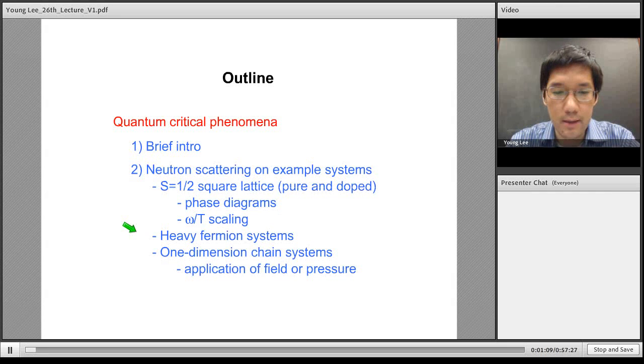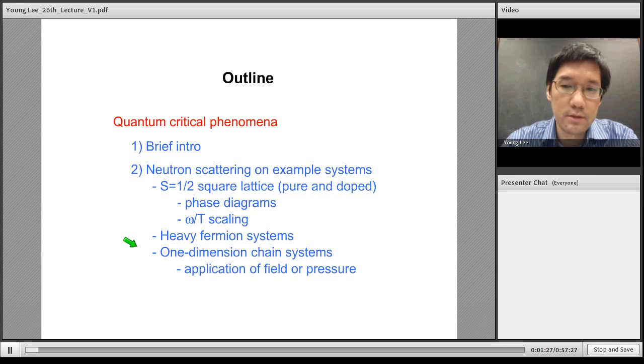Then we'll talk about heavy fermion systems where quantum critical points have been actively discussed. And then we'll talk about one-dimensional chain systems, where they're the cleanest examples of quantum phase transitions from a theoretical point of view and have some very nice features.